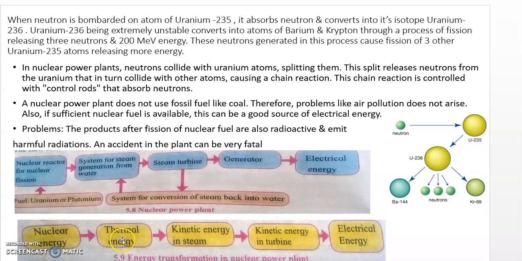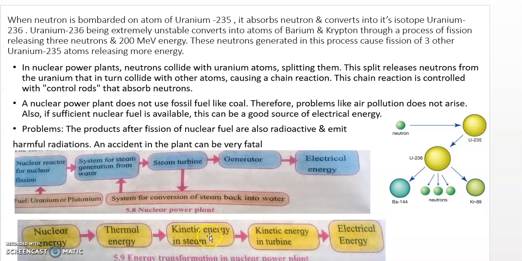Now how is the energy transformation? You can see nuclear energy getting converted into thermal energy, then kinetic energy in the steam, then kinetic energy in the turbine, and then electrical energy. Heat is produced, so that is called thermal energy. When heat is produced, the water is converted into steam. In a gas the molecules move in random motion, that is called kinetic energy.